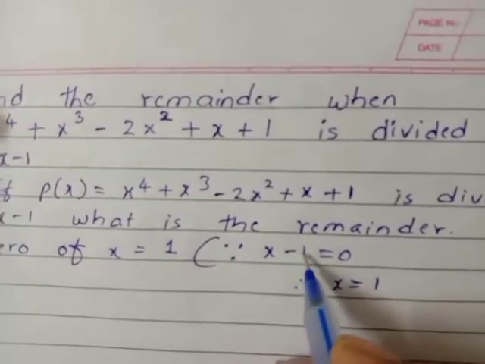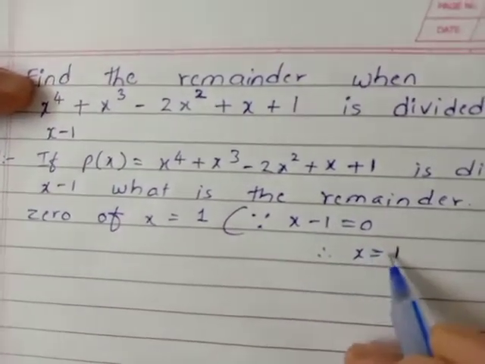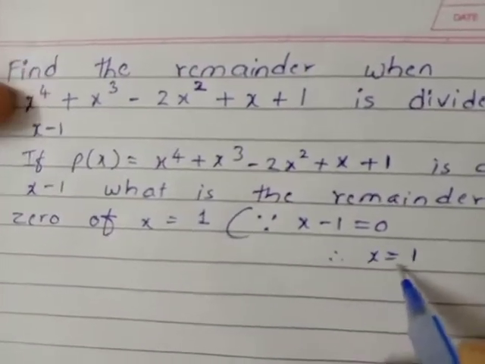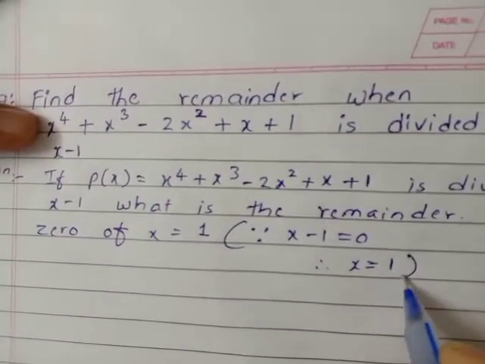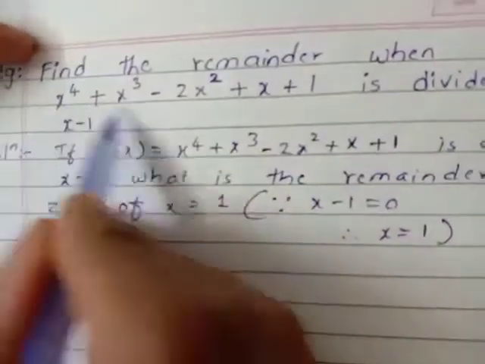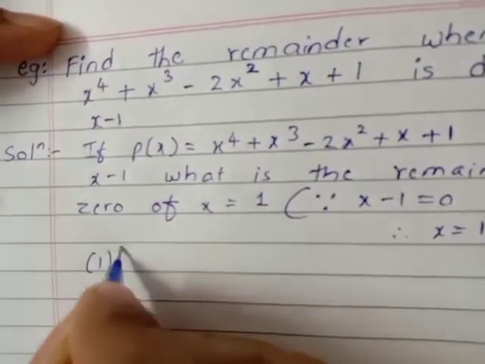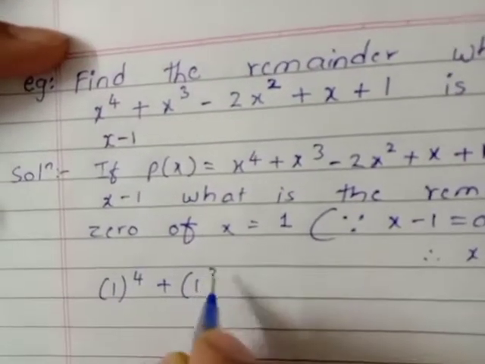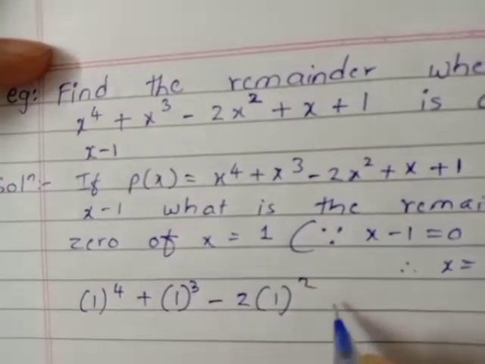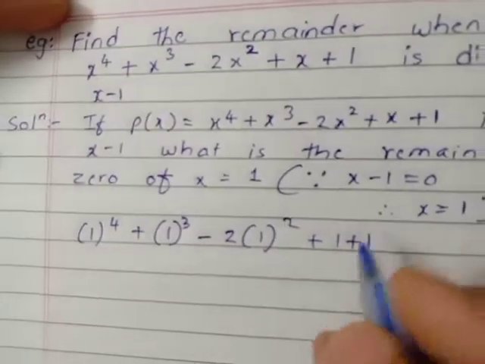How? This minus 1 will go to this side, the sign will change, the value will remain the same, minus will become plus, therefore the value of x is 1. Now we'll put x equal to 1 in this equation: 1 raised to 4 plus 1 raised to cube minus 2 times 1 raised to 2 plus 1 plus 1. Now we will solve this.